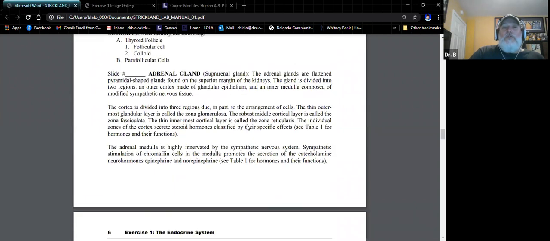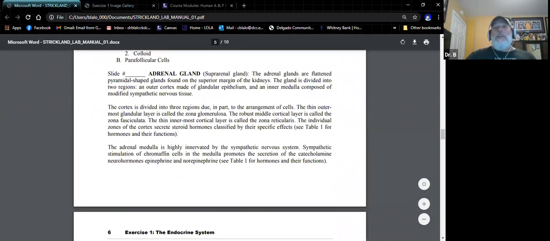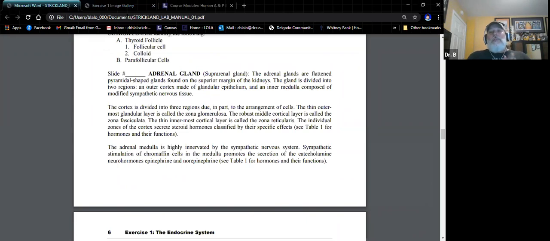All right, the adrenal gland. The adrenal gland, we said, is also called the suprarenal gland because it sits on top of the kidney. And it is divided into the adrenal cortex and the adrenal medulla. The adrenal cortex, we said, was on the exterior of the adrenal gland, and the adrenal cortex is made up of 3 different zones. The outermost layer of the adrenal cortex is called the zona glomerulosa. The thicker middle portion is called the zona fasciculata, and the innermost portion is called the zona reticularis.